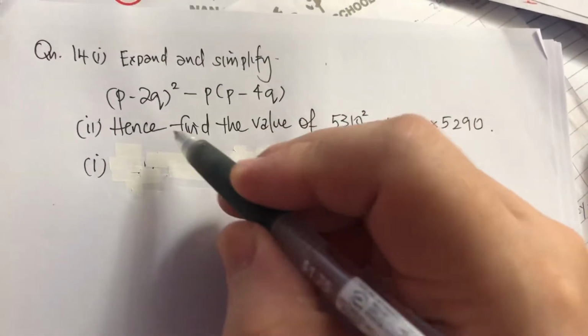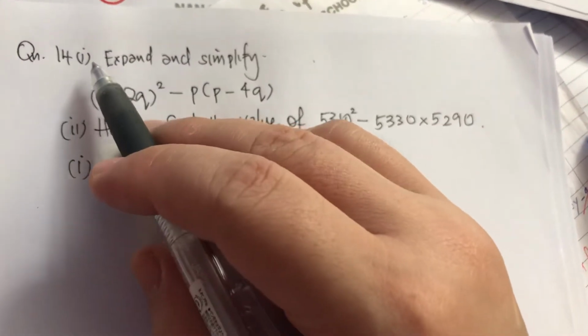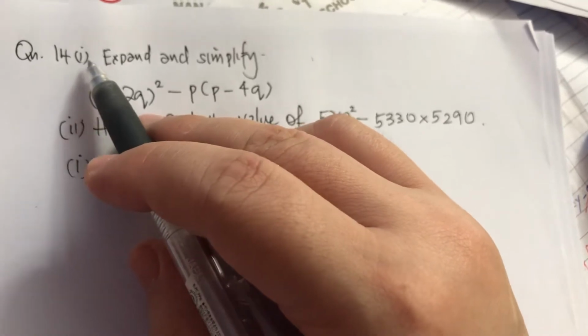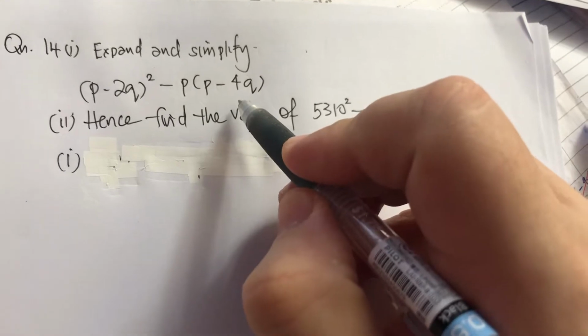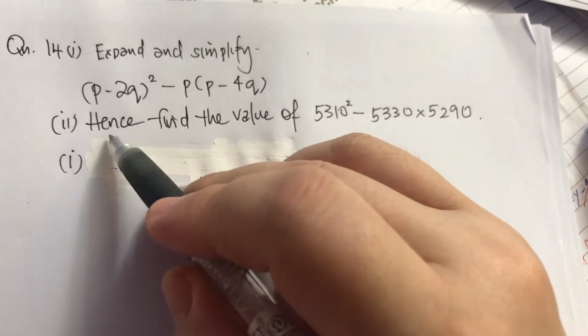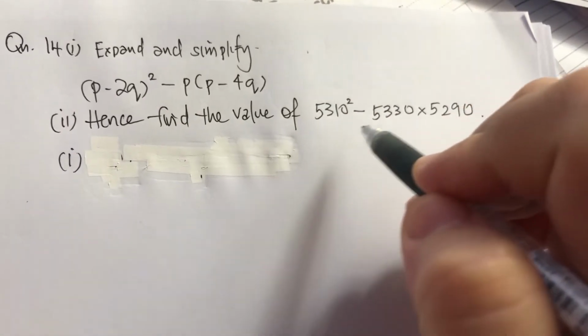Now, how do I do this question? There are two parts to the question. Number 14, part 1 wants you to expand and simplify this expression. Okay, part 2 asks you to hence find the value of this.